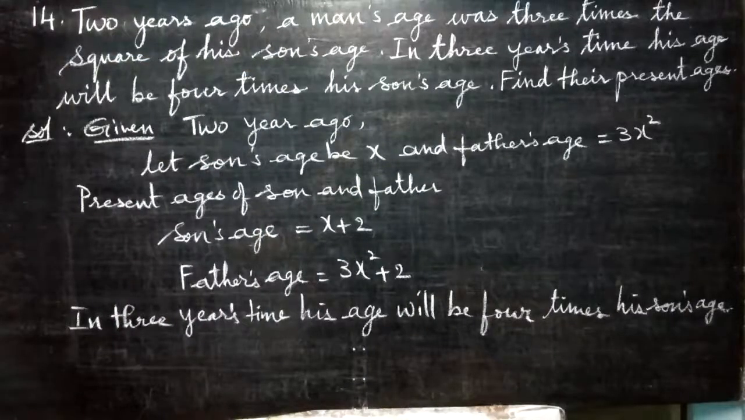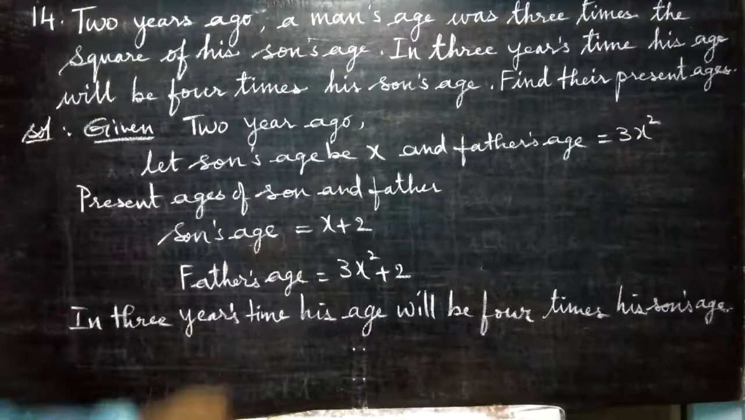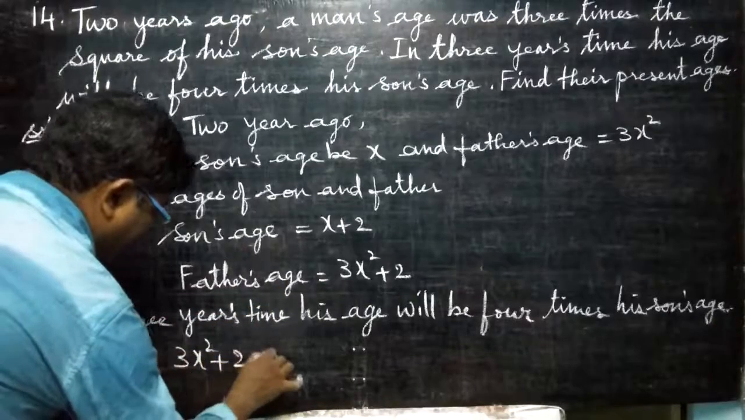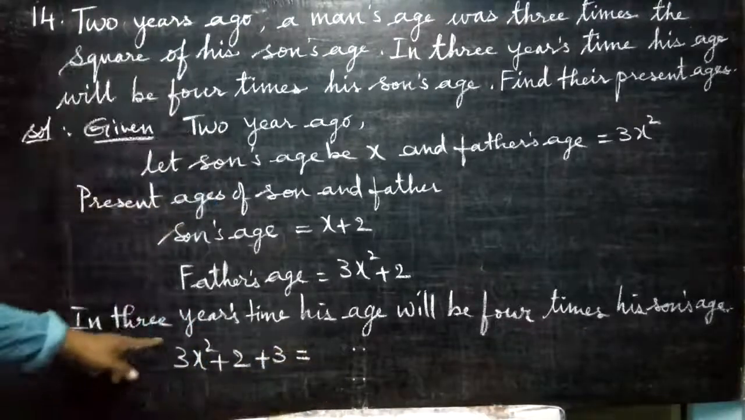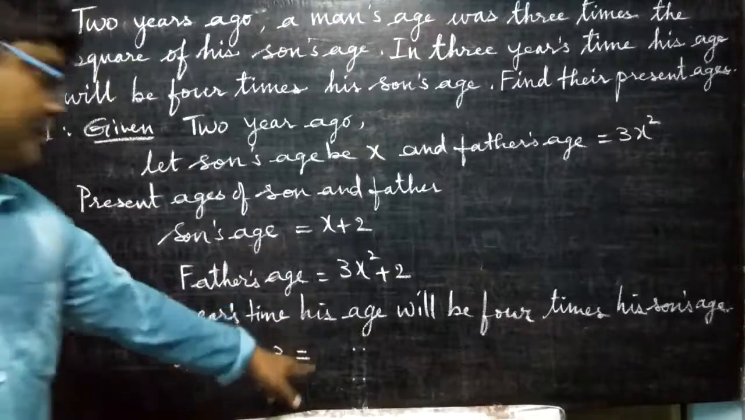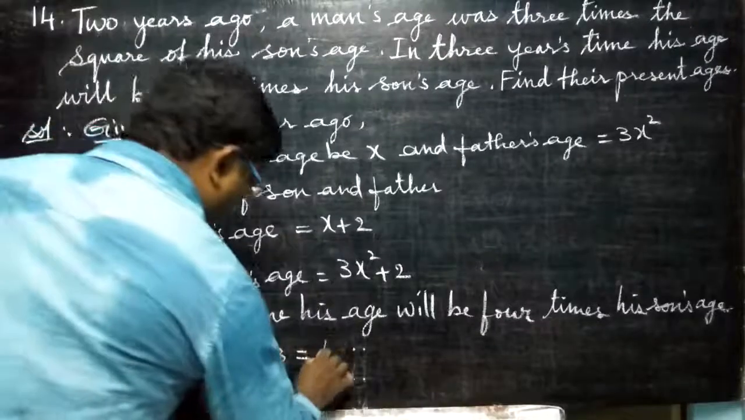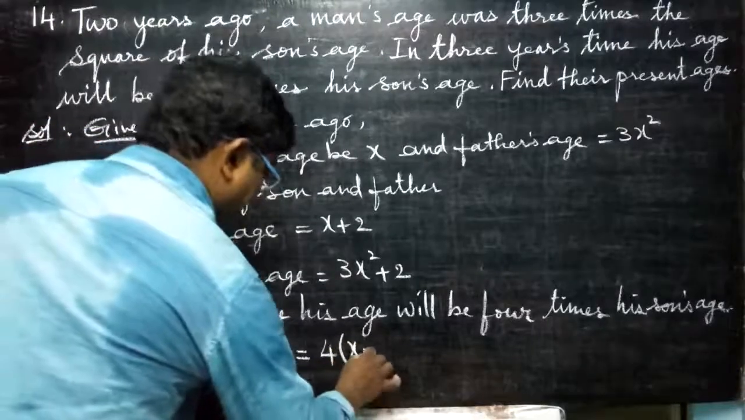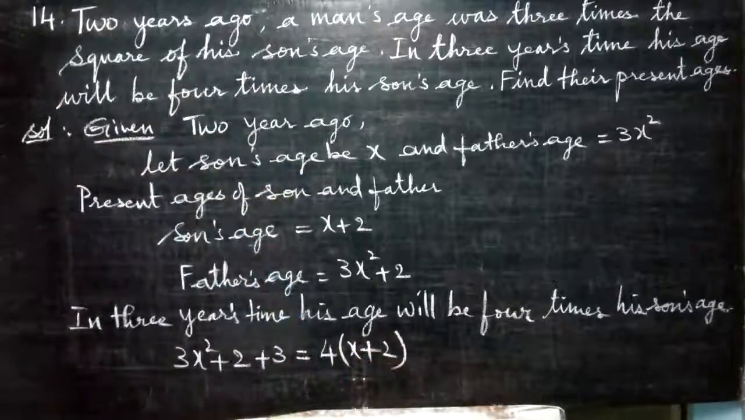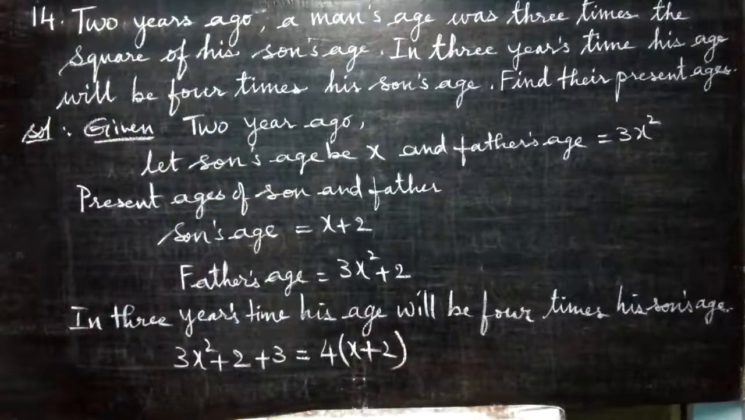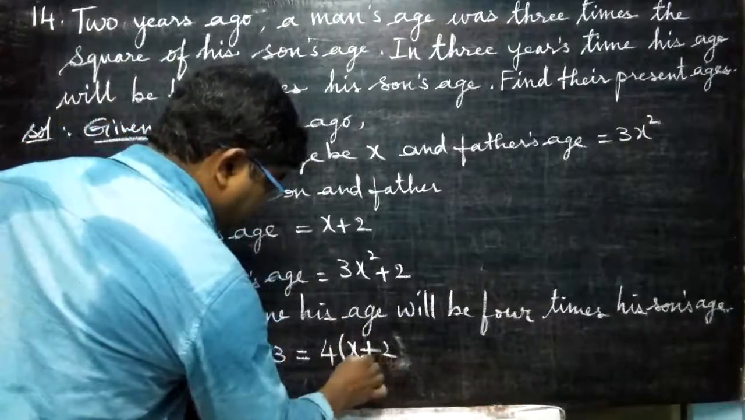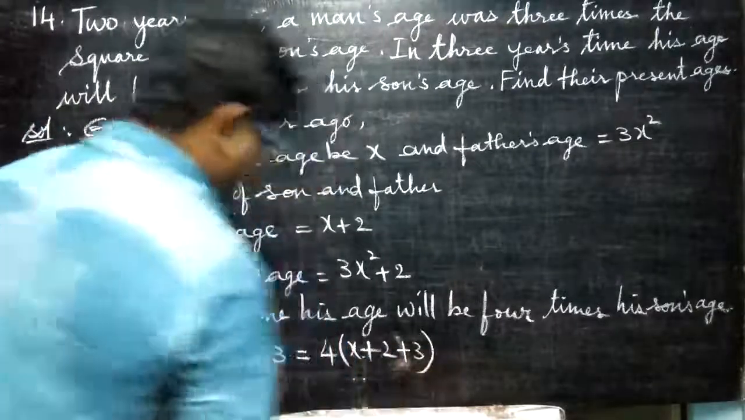Now father's age, how much? 3x square plus 2. In 3 years, so plus 3 added. So father's age is 3x square plus 2 plus 3, will be equal to 4 times the son's age, x plus 2. Once again, in 3 years' time, here also we have to add 3, because the son's present age is x plus 2, plus 3. Be careful.